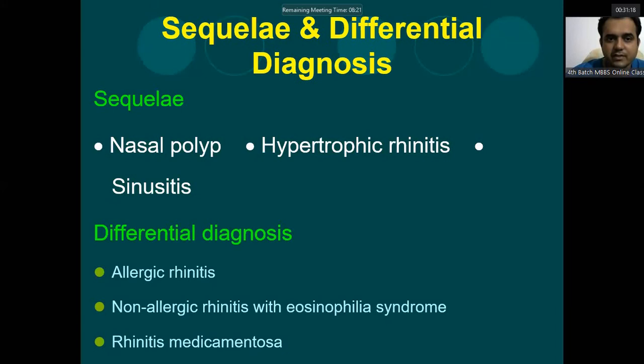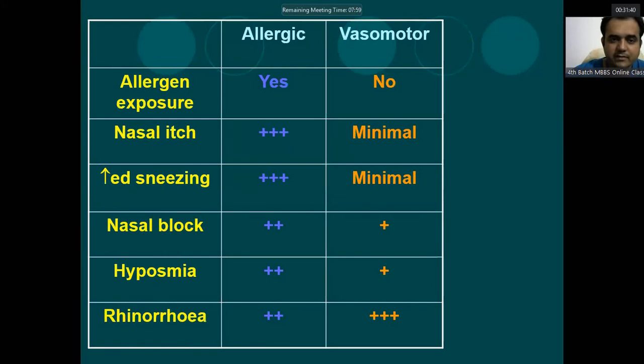Sequelae and differential diagnosis. If left untreated, vasomotor rhinitis will develop into nasal polyp or hypertrophic rhinitis or sinusitis. The differential diagnoses are allergic rhinitis, non-allergic rhinitis with eosinophilia syndrome, and rhinitis medicamentosa. So we need to differentiate it from allergic rhinitis, right? That is very important because the symptoms are very common, right?